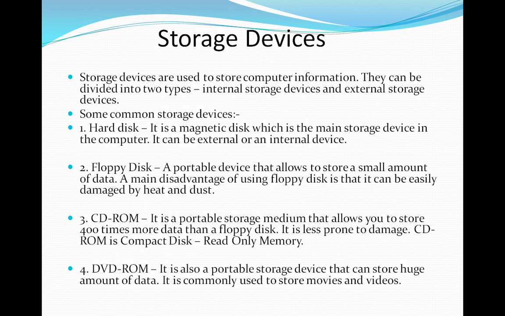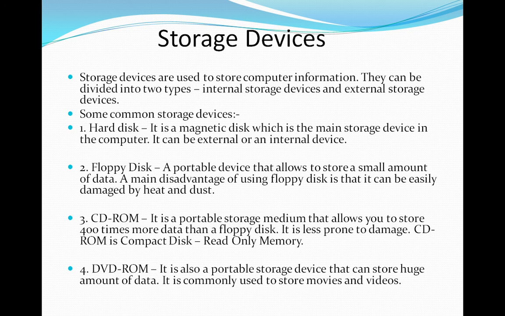Our next topic is storage devices. Storage devices are used to store information on your computer system. They are divided into two main categories. First one is internal storage devices, for example hard disk and RAM, which are already inside the CPU of your computer system, and external storage devices such as pen drive, etc., which are used as external storage on your computer system.